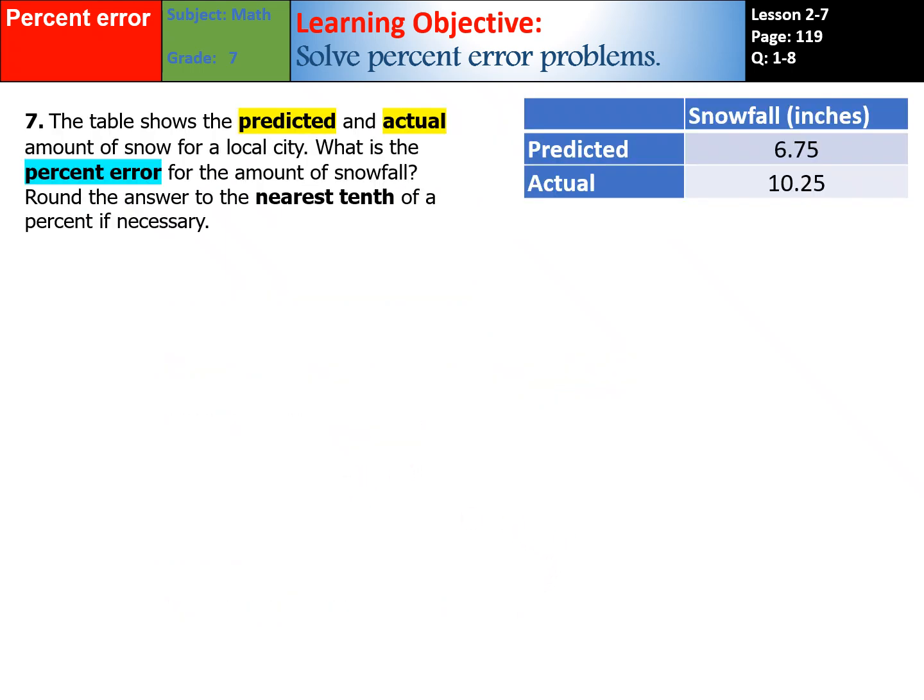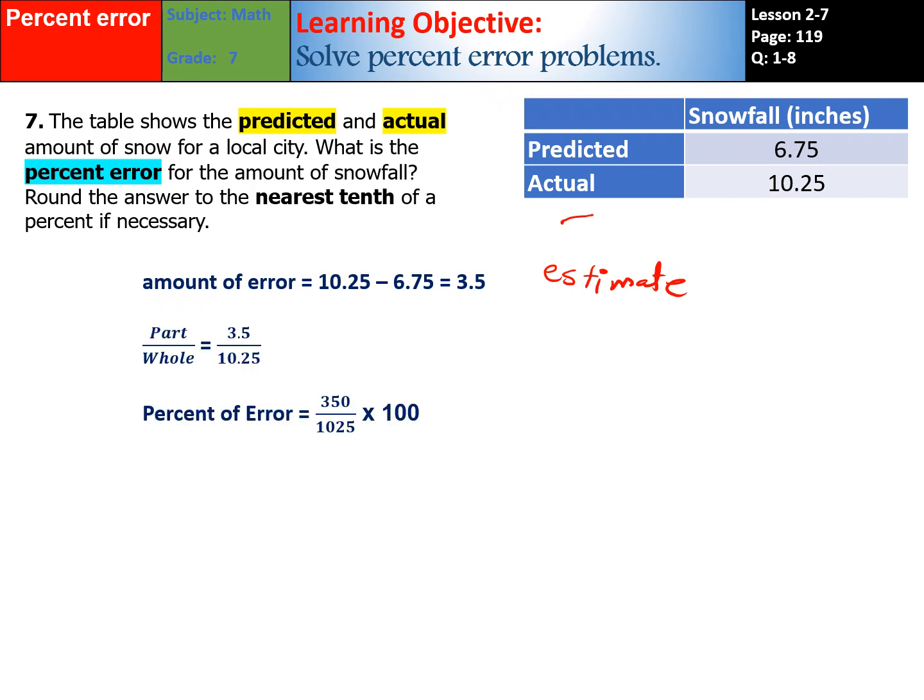The table shows the predicted and actual amount. Here predicted means estimated, and the actual is the actual one. So what you will do, 10.25 minus 6.75. Now 3.5, what is the actual? 10.25. So divide it with 10.25. Then again same method, you have to multiply it with 100 or convert it into decimal using long division, and then your answer should be 34.1%.